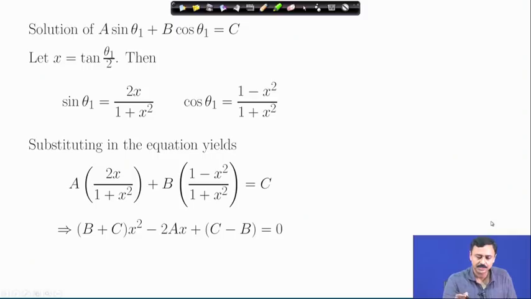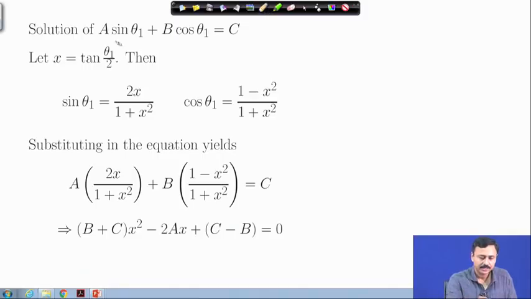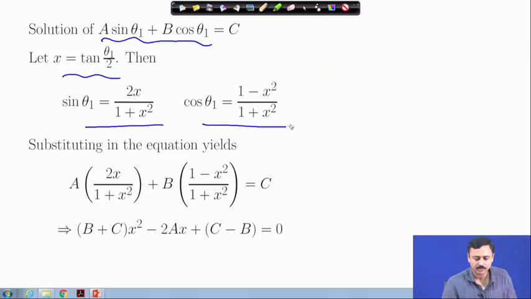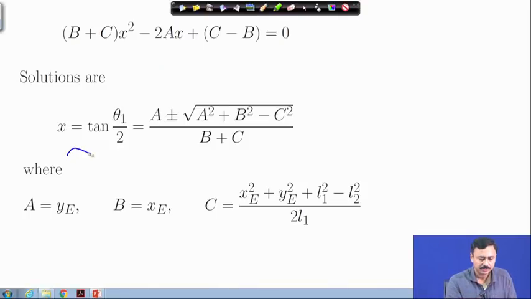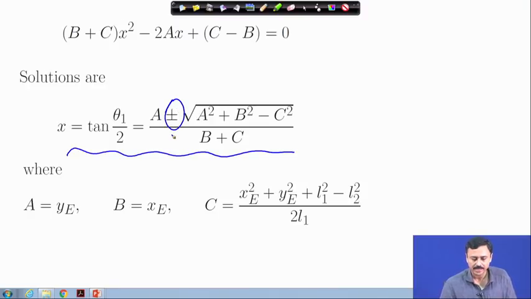Now, this is a solution procedure that we have discussed already. For this kind of equation, we substitute x as tan theta 1 by 2, write out sin theta 1 and cosine theta 1 in terms of x, substitute them back in our equation, obtain the quadratic equation, and finally, we have the two solutions given by these two signs.